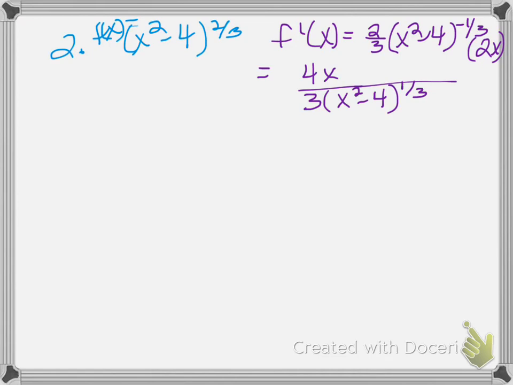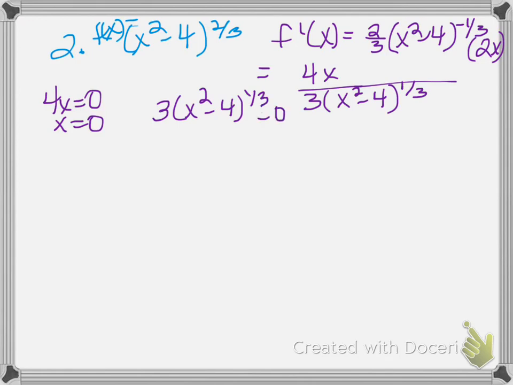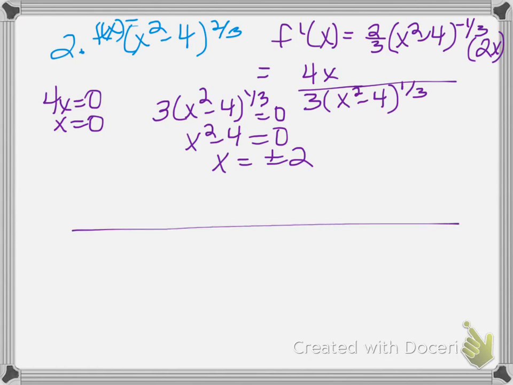Alright, so I need to find my critical points. It looks like we have a critical point at 0 because the top is equal to 0 at 0. And then if I set the bottom equal to 0, divide by 3, take the cube root, you get x squared minus 4 equals 0, so you'll get x equals plus or minus 2. So it looks like we've got 3 things to put on our number line. We have negative 2, we have 0, and we have 2.